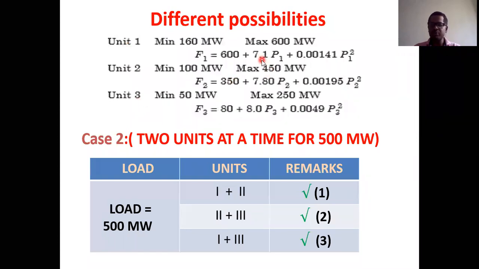When you are considering unit 1, it has very less incremental fuel cost. Then after that, it has less incremental fuel cost. Then finally, unit 3 is having more incremental fuel cost. So based upon this point, the order is unit 1, then unit 2, then unit 3. Okay, now tell me the answer. What combination must we consider here in order to meet the load optimally?